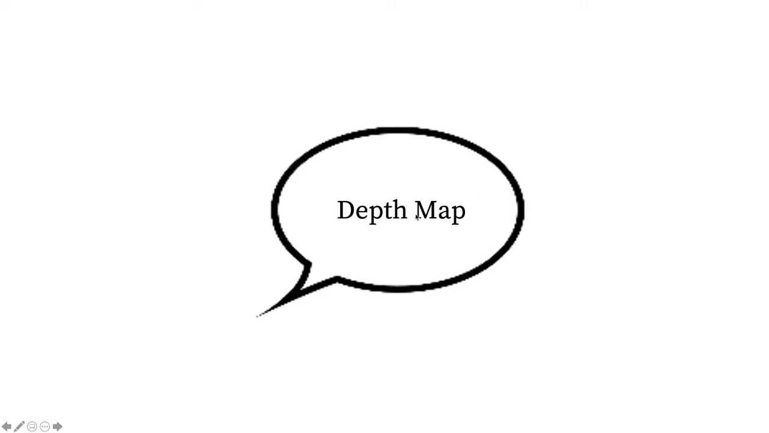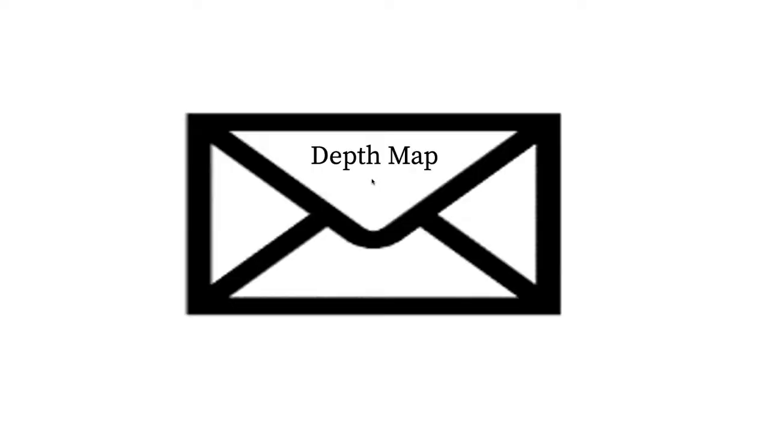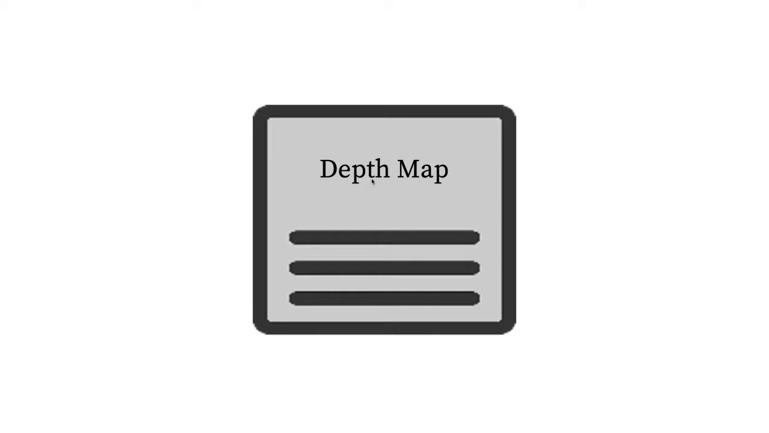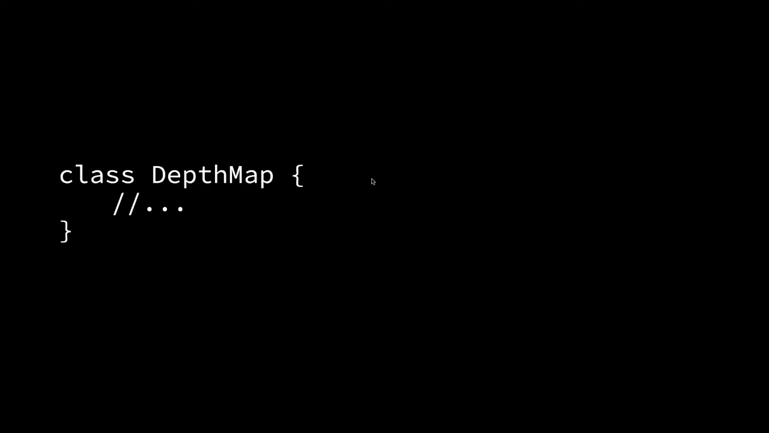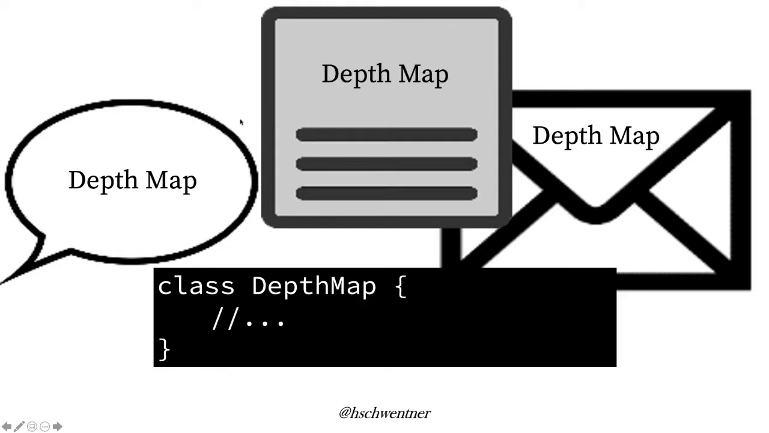So depth map is an important word. We've seen that, and that means we want to use it everywhere. Ubiquitous language. That means in spoken language, in written language. When we draw diagrams, everywhere we use this word depth map. And finally, in the code, we will use this word again. So we will have a class DepthMap here. Yeah, everywhere we're using the same words. That's what makes a ubiquitous language.